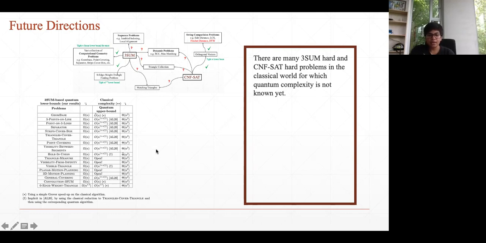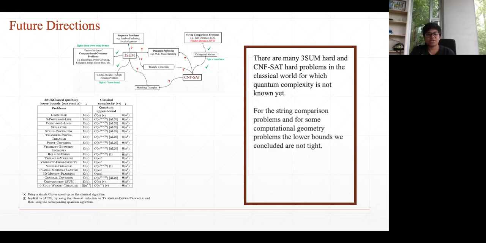And the other future direction is, if you remember, I told you for most of these computational geometry problems we have tight lower bounds. That means for some we don't. There are about four of these problems that are still open, for which we do not have tight bounds. So it's possible that they are really hard in the quantum setting and we have to come up with better lower bound techniques, or maybe there are some tricks that we should use to speed up the current algorithms.